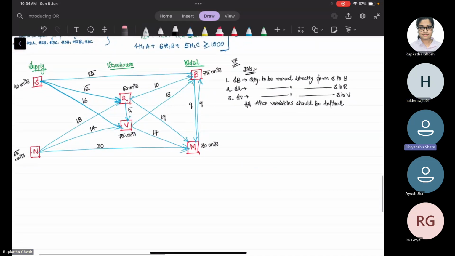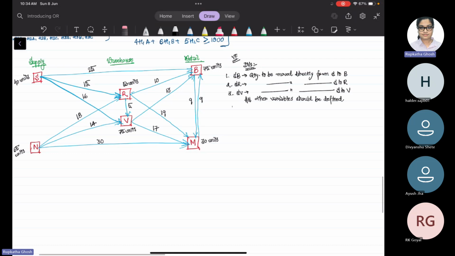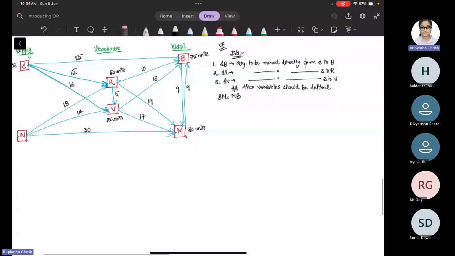Ma'am, in case of BM and MB, would they be separate variables or would a single variable do? Separate variables. BM and MB would be separate variables, because you don't know. Either it can go from B to M or M to B. It is written in the question, right? So it has to be separate variables. Got it? Okay. Now we will specify constraints.